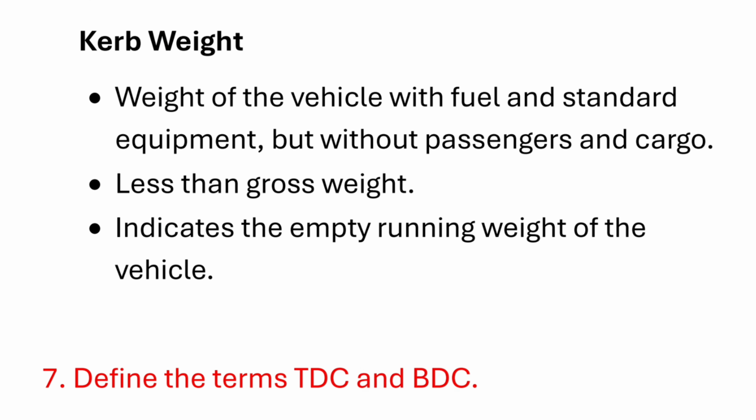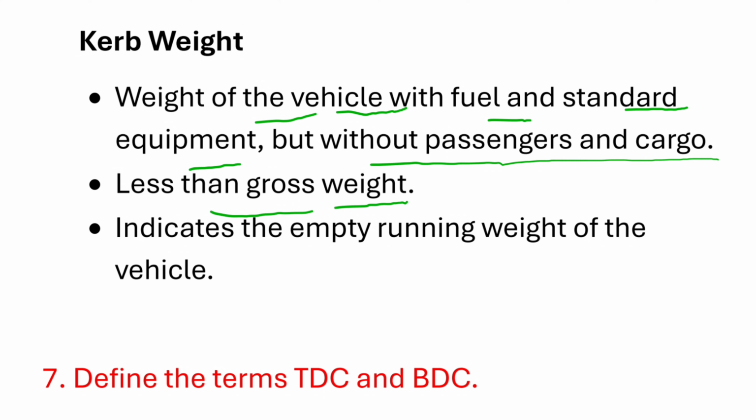In the curb weight, we are taking only the vehicle weight, fuel and standard equipment, but we are not taking passengers and cargo materials. It is less than the gross weight, and it is the lowest weight. For heavy loads we use the gross weight, but here we are using the empty running weight of the vehicle. There we use curb weight.